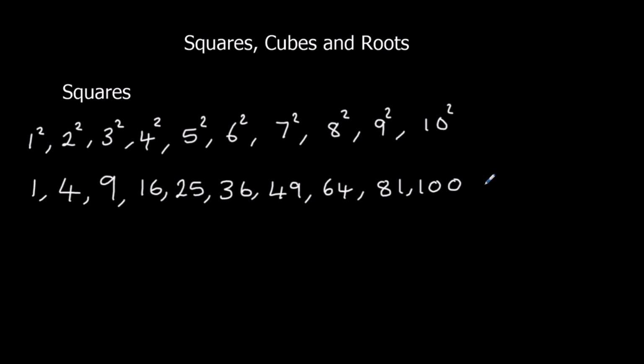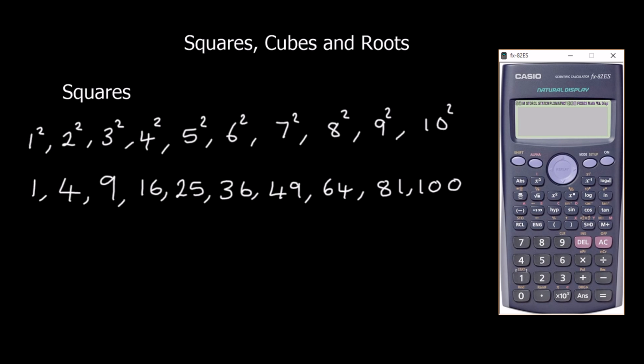You should also know how to use a calculator to work out a squared number. So if you look here on the calculator, there's the squared button. So if we wanted to work out what 12 squared was, we type 12, press the squared button, 12 squared equals 144.